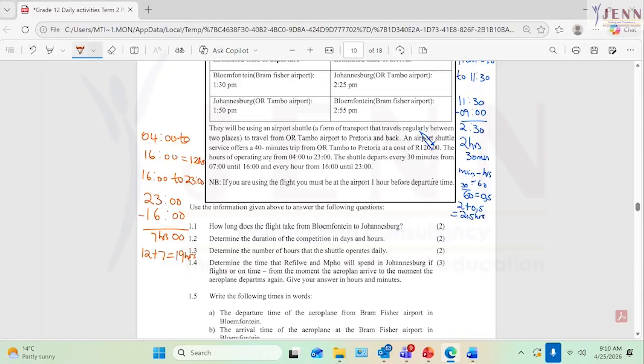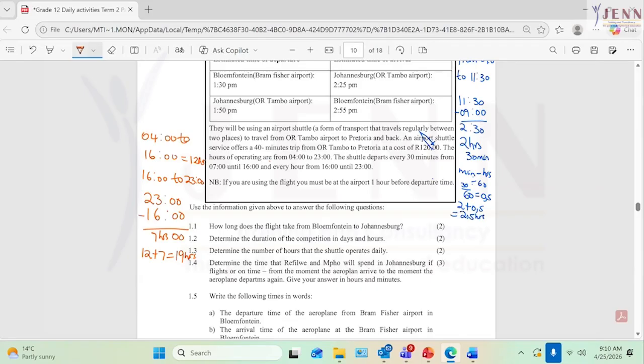So the shuttle operates for 19 hours in a day. So we go to 1.4. Determine the time that Refilo and Paul will spend in Johannesburg if flights are on time from the moment the aeroplane arrives to the moment the aeroplane departs again. Give your answer in hours and minutes.